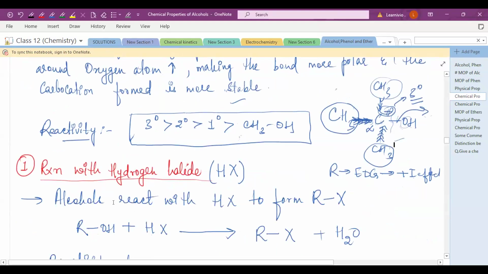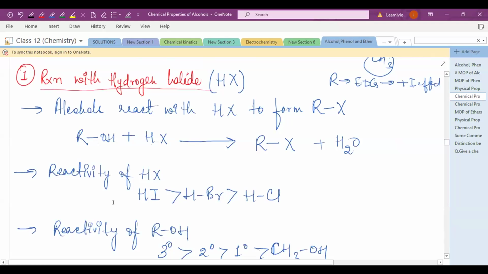Reaction with hydrogen halide. Alcohols react with hydrogen halide to form alkyl halide, haloalkane. I think we have discussed this in the previous chapter, haloalkanes and haloarenes, the methods of preparation of haloalkanes from alcohol. Usme humne discuss kiya tha, right? So when alcohols react with HX, a halogen acid, you can also call it a hydrogen halide.